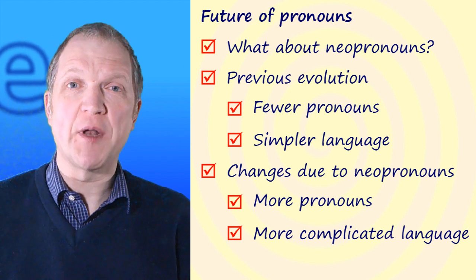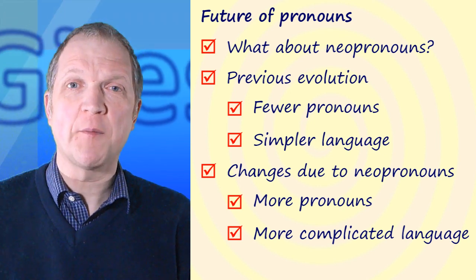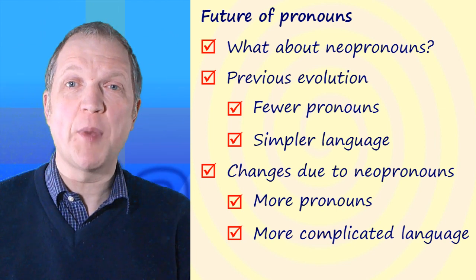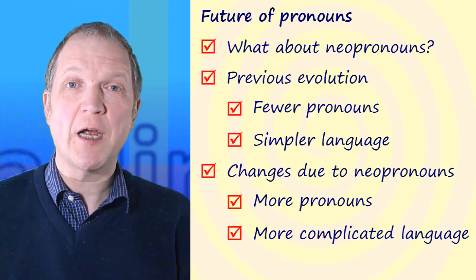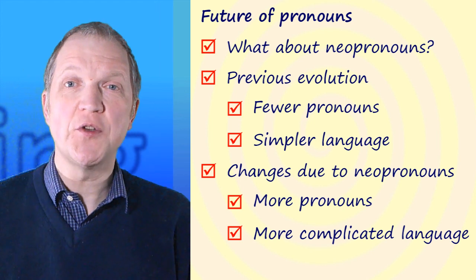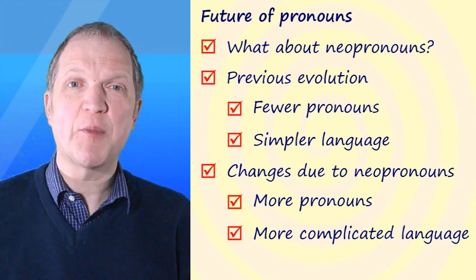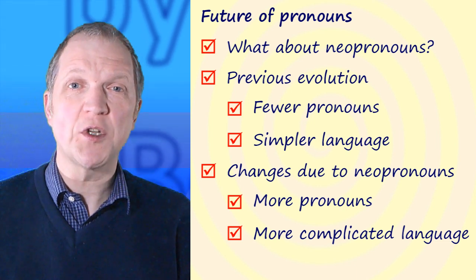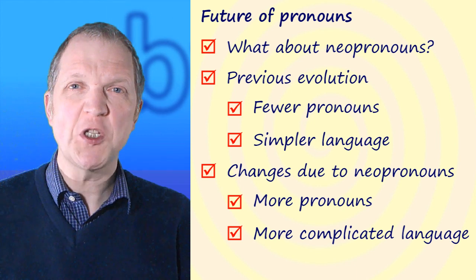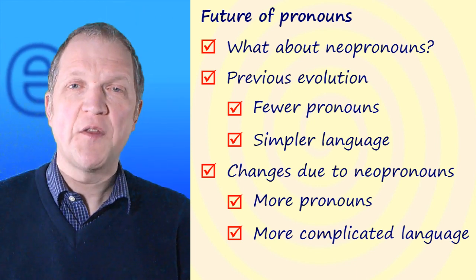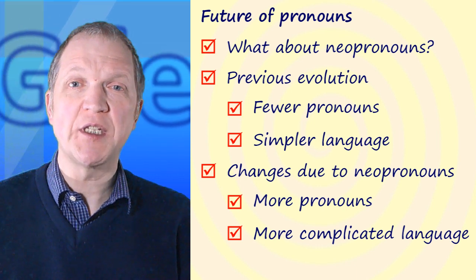As for neopronouns, it's uncertain that they will prosper. This is because previous evolution has simplified language by combining pronouns. For example, we now use you, where previously we used thou, one, and you. Neopronouns, on the other hand, add pronouns to our language and make it more complicated. This is the opposite of what has happened in the past. It's possible, therefore, that the proliferation of neopronouns will not endure. This is something for you to consider in your present-day writing.